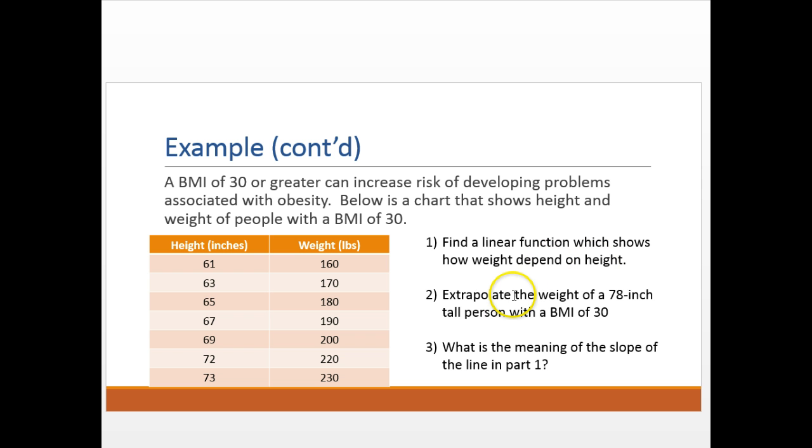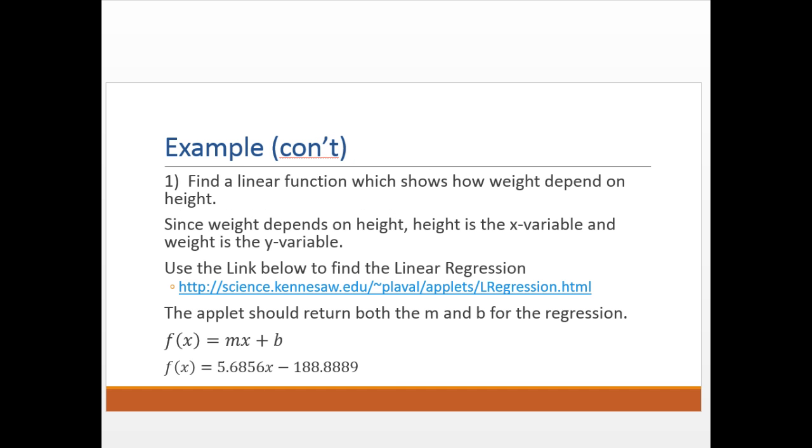We want to extrapolate the weight of a 78-inch tall person with a BMI of 30. When we say extrapolation, we have data which runs between 31 and 73 inches. So extrapolating means that I want to find a point outside this data range, which 78 clearly falls above 73. And then we want to find the meaning of the slope of the line in part 1. This is how we're going to do it.